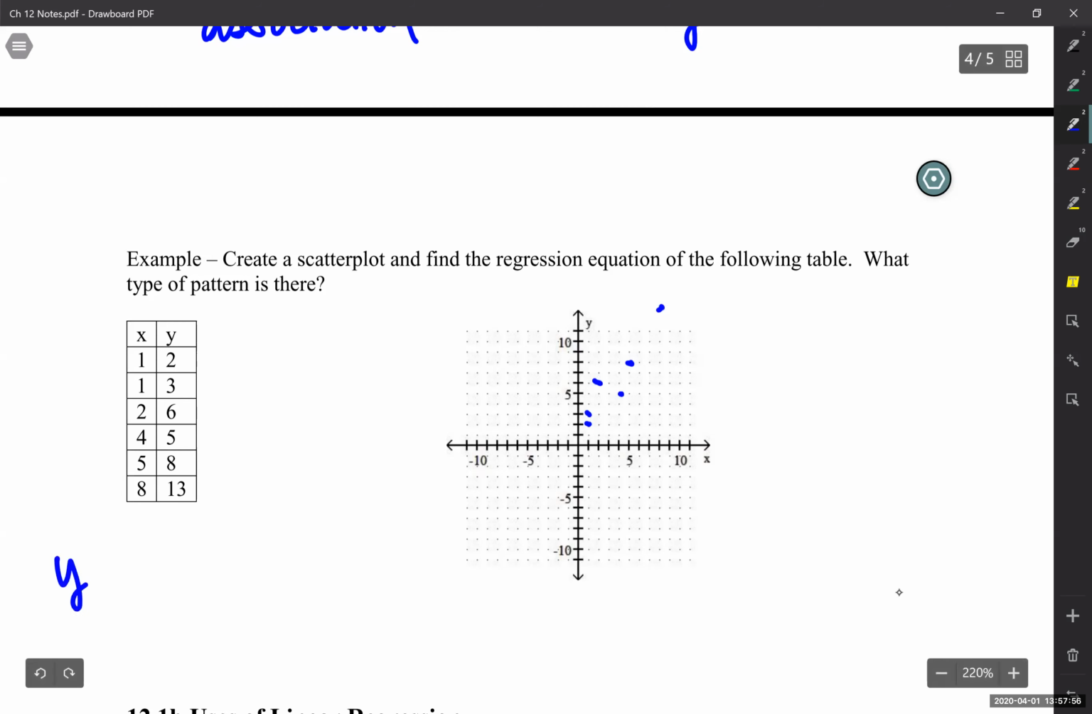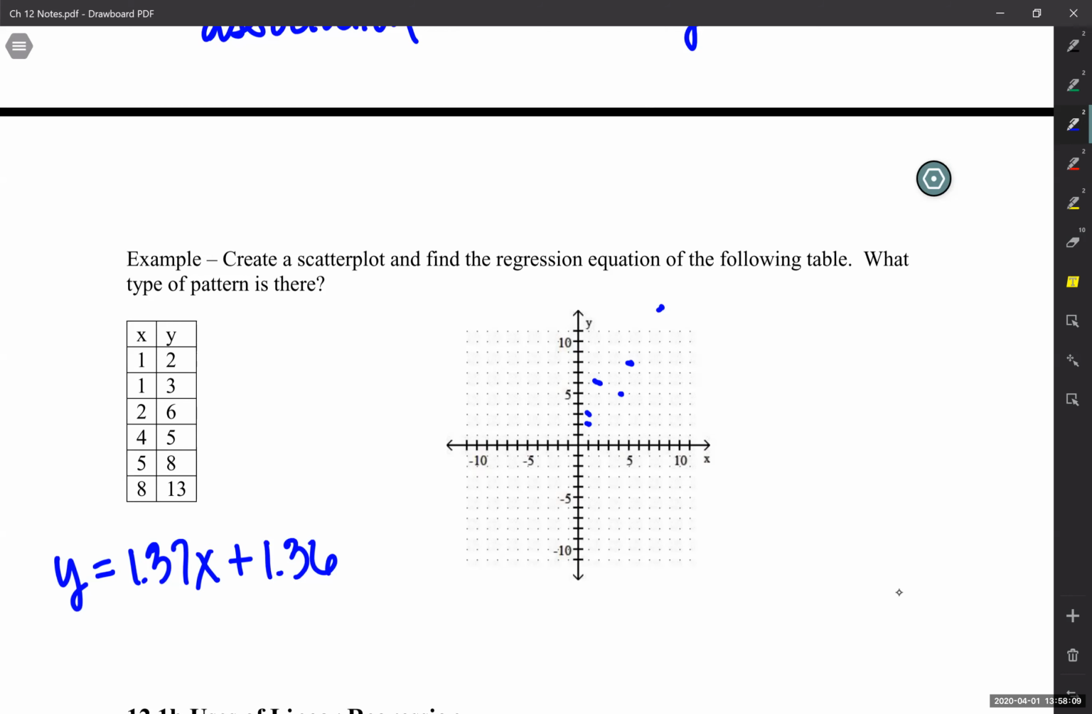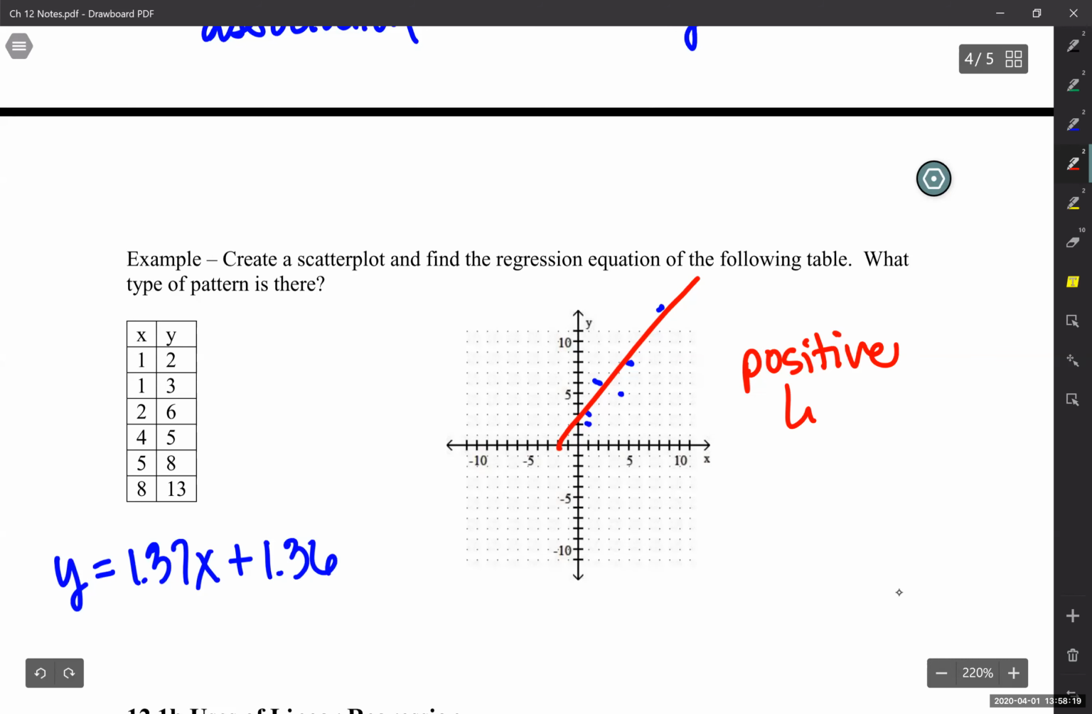So I'm going to write down to 2 decimal places, 1.37x plus 1.36. Just putting both of those to 2 decimal places. And then this one, I lied earlier. I'm going to draw a line. So I'm going to draw a line through here, and so I can see that it has a positive linear association.